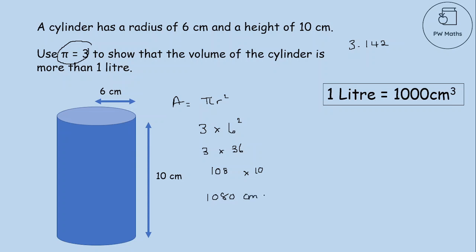Now that's centimetres cubed, and rather helpfully the question has told us that 1 litre is equal to 1000 centimetres cubed, because we needed to show that the volume of the cylinder is more than 1 litre, and we have done that.